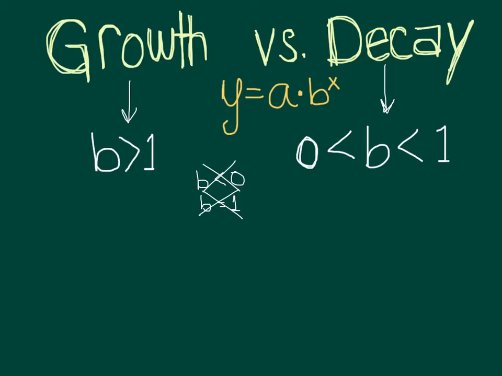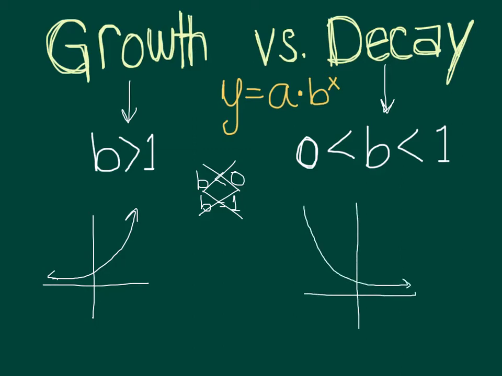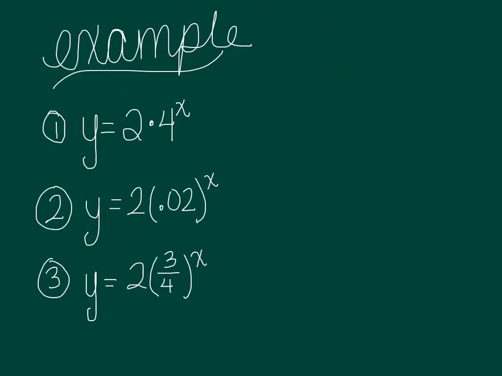So let's look at what these graphs would actually look like. In a growth situation, as you go from left to right, you're going to see the function getting bigger. In a decay situation, as you go from left to right, you're going to see the function getting smaller. Notice, however, in both graphs, we have this nice curved shape. So here are a couple examples.